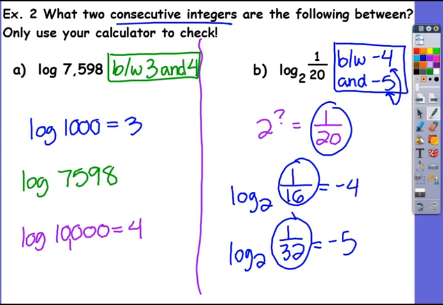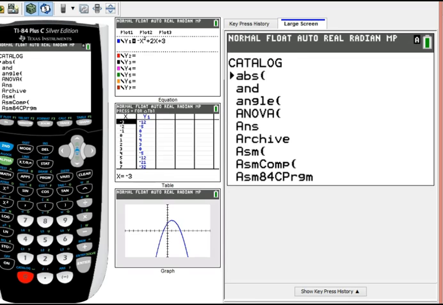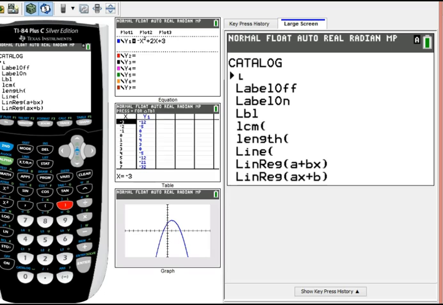Now, your calculator, if you have the new operating system, will actually do logs with bases that are not 10. So let me show you that quick. On your calculator, if I'm not doing a common log, you're going to have to go to catalog, so that's at second 0. And then if you just hit L or the parentheses key, you can scroll down to log.